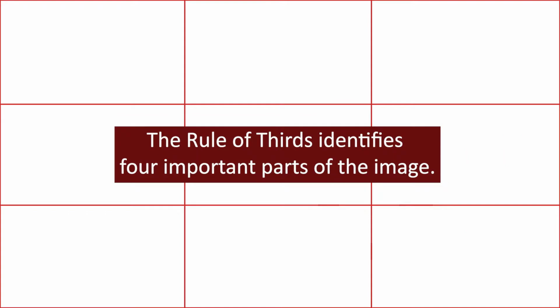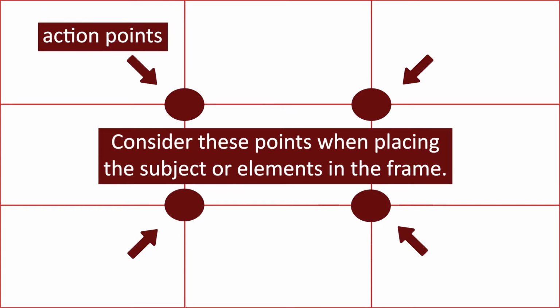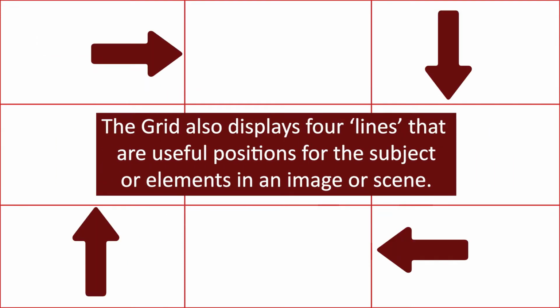The rule of thirds identifies 4 important parts of the image. Consider these points when placing the subject or elements in the frame. The grid also displays 4 lines that are useful positions for the subject or elements in an image or scene. Let's see some examples.